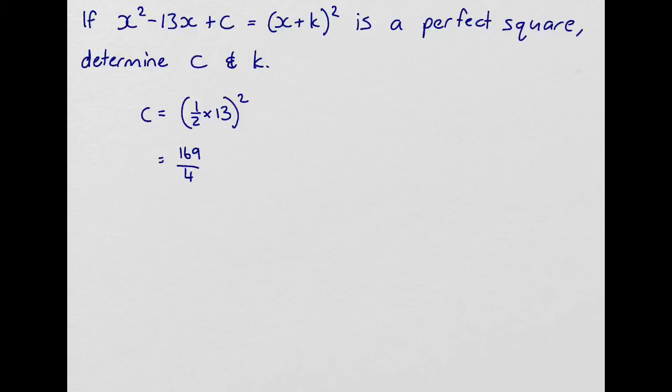And then remember the k value was simply the square root of the c value. So now all we need to do is root the c value. So k is actually equal to the square root of 169 over 4. And in this case, it needs to be negative 13 over 2. Okay, why negative? Because there we have a negative. So therefore, because there's a positive here, we need to have k being negative 13 over 2. If there was a negative there, then k would be positive 13 over 2.